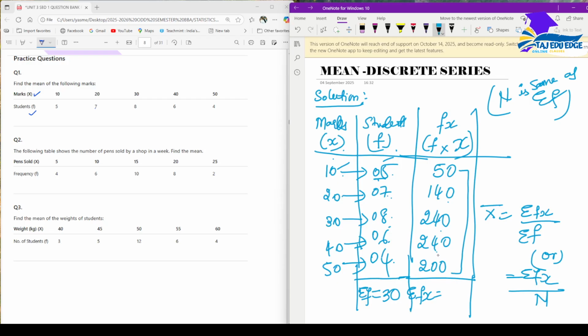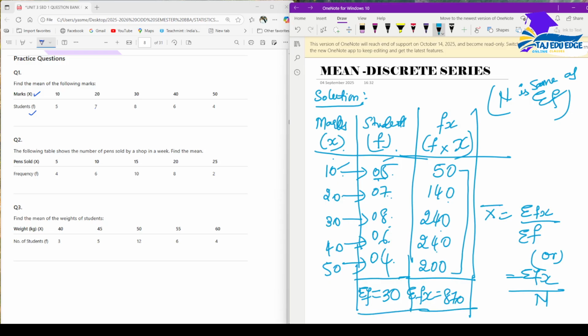240, 240, 480, 5, 6, 680, 780, 820, 870. Something like 870 we will get, right? Let me check it in a calculator once. 50 plus 140 plus 240 plus 240 plus 200 is 870. Yes. So now we got the numerator as well as the denominator.